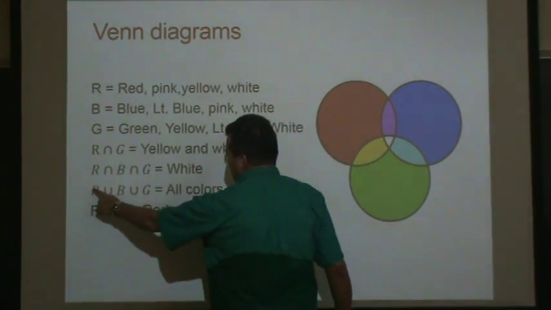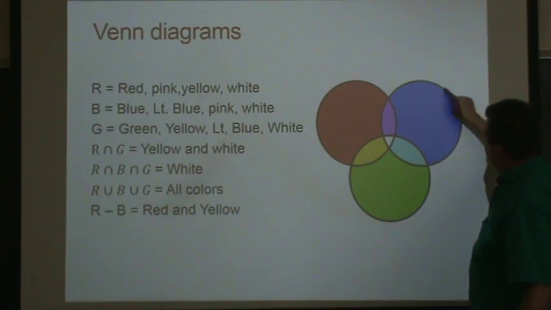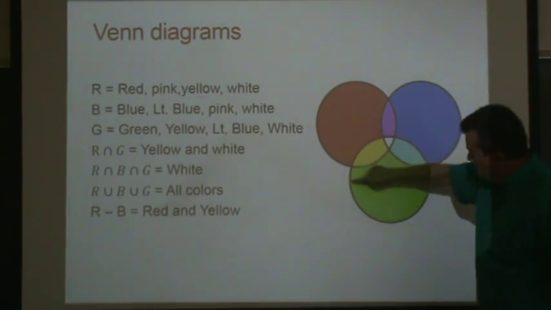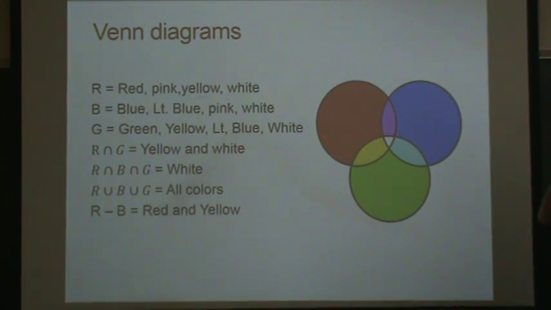And you could do unions. You could say all of this. So the red, blue, and the green would be everybody who's anywhere in this area would be considered in red or blue or green.